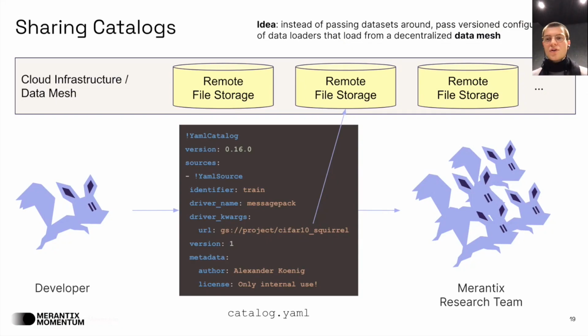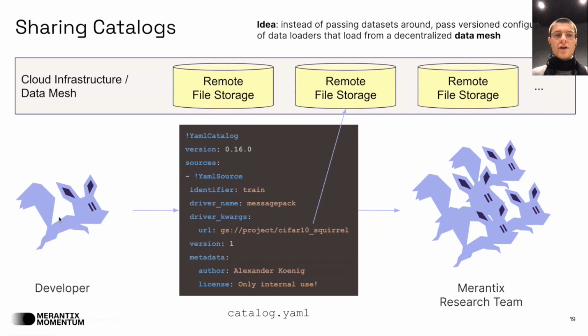So I want to continue with the catalog idea here. These catalog.yaml files are really an interesting way of sharing data. Each developer or each project will have their own remote file storage in our cloud infrastructure. And we can call this data mesh, for example. This is a term that we want to coin in that area. And these catalog YAMLs are essentially just references to these individual remote file storages.